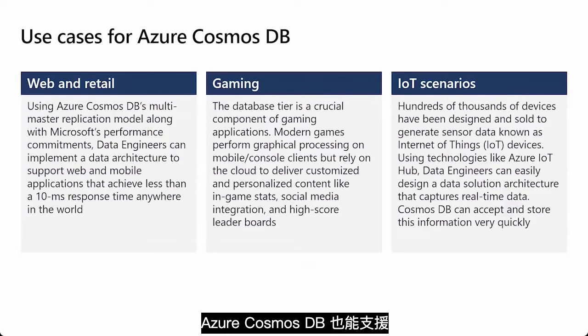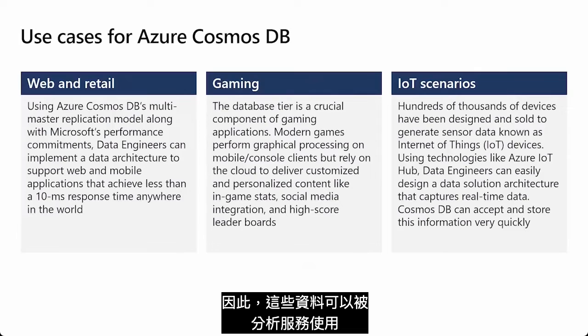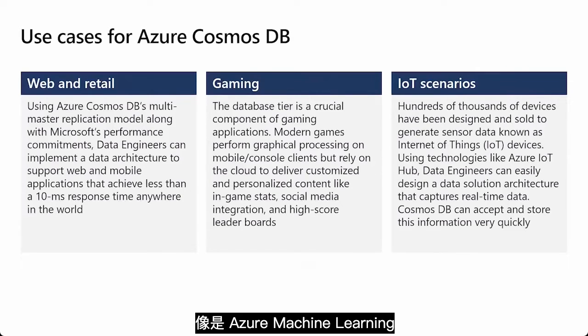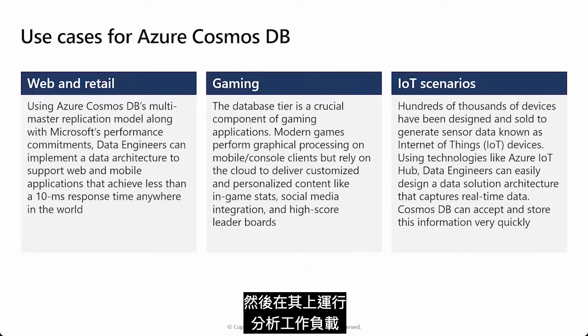Azure Cosmos DB is also able to support IoT systems and devices. So in IoT systems, typically a lot of data is ingested very, very frequently, because these data are being generated on a second-by-second basis. And so using Azure Cosmos DB, we're able to ingest and store this data very, very quickly. So then this data can be used by analytic services like Azure Machine Learning or Azure HDInsight or Power BI to then run analytics workloads on top of it.